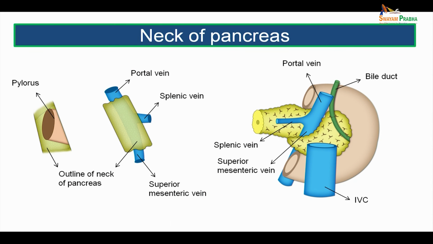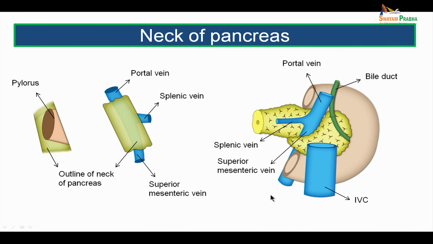This picture shows us the relations of the neck of pancreas. This is the outline of the neck of pancreas showing its anterior relation to the pyloric part of the stomach. This picture shows us the posterior relations of the neck of pancreas, which is related to the splenic vein, the superior mesenteric vein in the lower part and the trunk of the portal vein in the upper part. The same is seen here in this picture.